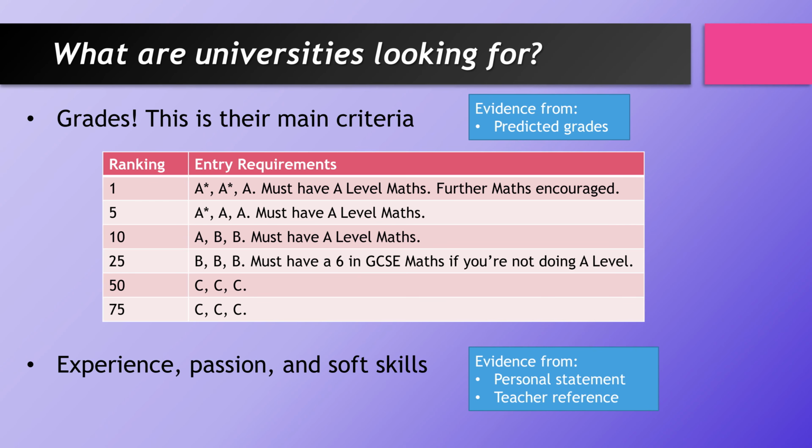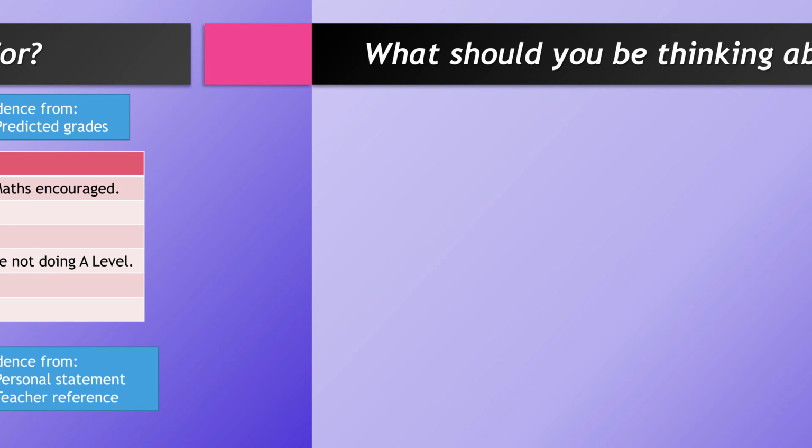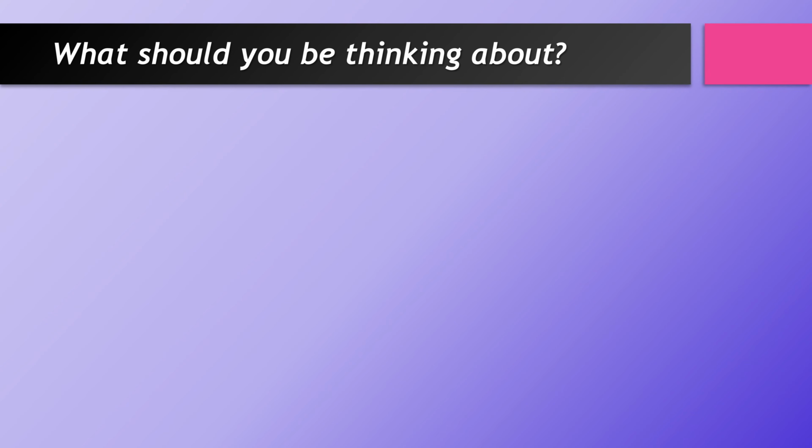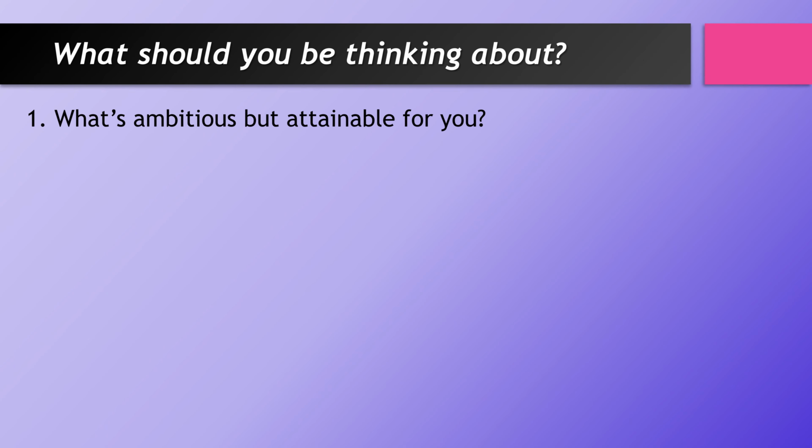Okay, so that is what universities are looking for. In terms of what maybe you are looking for, which is also as important, if not more important. Well, first of all, ideally fairly early on in the process, ideally maybe midway through year 12, towards the end of year 12, think about what is both an ambitious set of universities, but also realistic, but also attainable for you. Now, initially I wrote down what is realistic for you, but that's a bit negative.